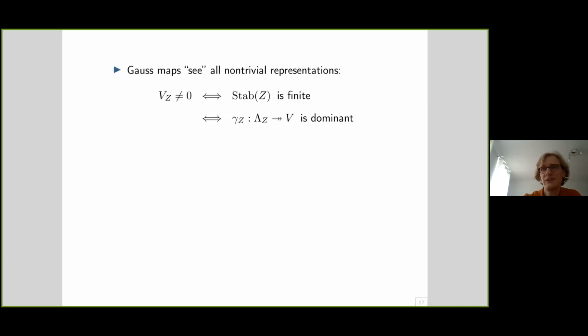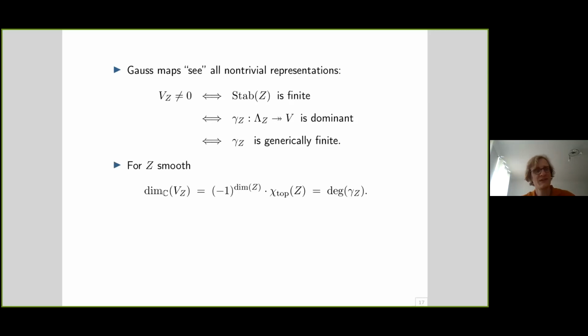And these Gauss maps see all the non-trivial representations, because we have seen already the representation is non-trivial if and only if Z has finite stabilizer. But this happens if and only if the Gauss map is dominant, which is the same as saying that it's generically finite, because here the source and target have the same dimension. And this is also why it's good to work with conormal varieties. The dimension of the conormal variety is always g, the dimension of the abelian variety, regardless of the dimension of Z. So this is a more symmetric picture.